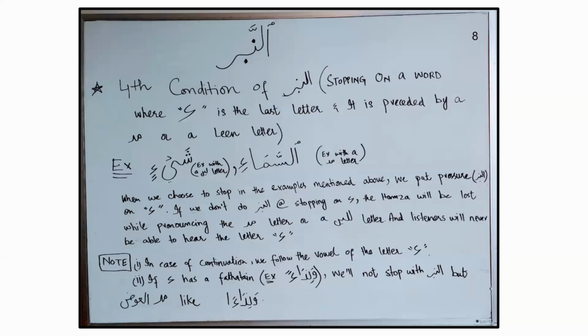And the other thing that we need to remember, if letter Hamza has a fathatain, for example, in this case, you can see letter Hamza has a fathatain. So when stopping on a word where letter Hamza is the last letter with a fathatain, then we do not stop on letter Hamza with a sukoon. Instead, we stop with two counts of Maddul Iwad, so there will be no Nabr. So if we choose to stop on this example, we will stop like this. وَنِدَاءً, and there will be no Nabr in this case.